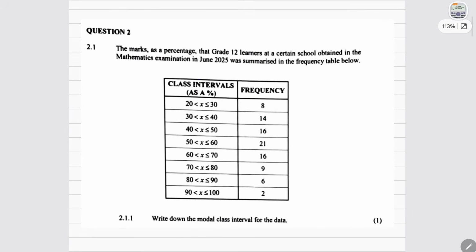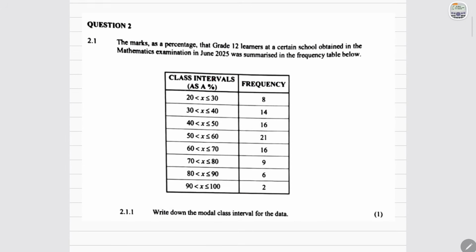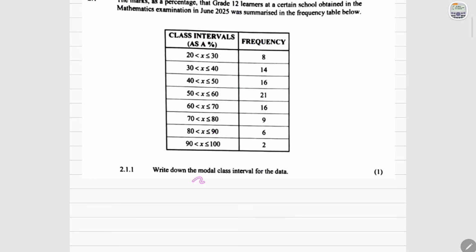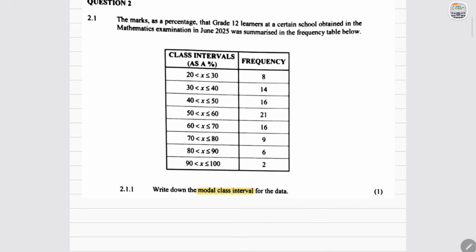We are now on question 2, and question 2.1 says, the marks as a percentage that grade 12 learners at a certain school obtained in the mathematics examination in June 2025 were summarized in the frequency table below. Then 2.1.1 says, write down the modal class interval for the data. So we're going to look for the interval that has the most learners in this class.